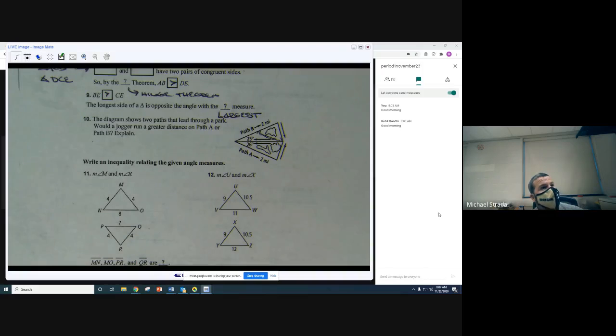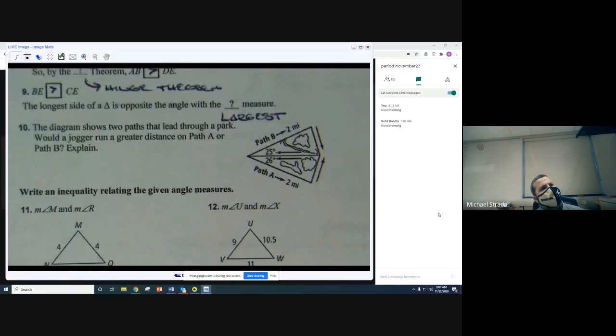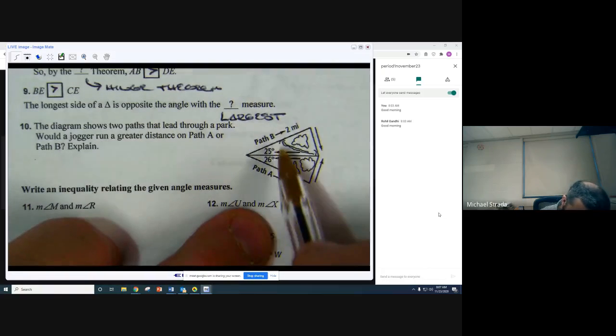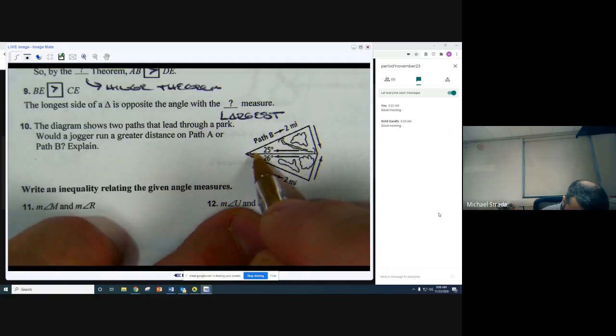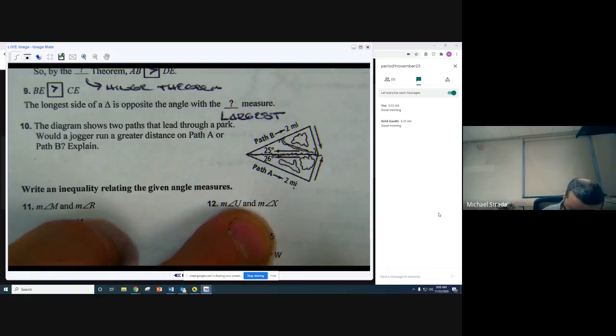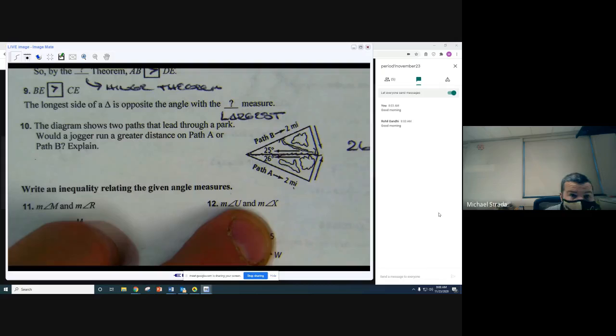Okay, if we look, well, not finally, number 10, just to make sure we have all of our bases covered, the diagram shows two paths that lead to a park. Would a jogger run a greater distance on path A or path B? Explain. So path A starts here, they go 2 miles, path B goes 2 miles, and then in the middle is a what? Shared side. We have two pairs of congruent sides, and then the included angle between them is 26 and 25. Since 26 is bigger than 25, path A would be greater than path B.